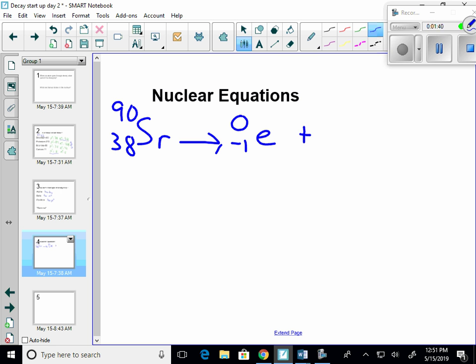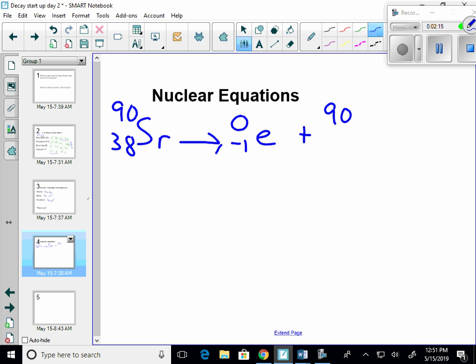If strontium-90 undergoes beta decay, it will become a new, more stable element. We can figure out what that element is by filling in the rest of this balanced equation. How you would do that is treat the arrow almost like an equal sign. Let's figure out the mass of the new particle. 90 equals 0 plus something. Okay, we don't need a calculator for this one. The mass of the new thing is going to be 90.